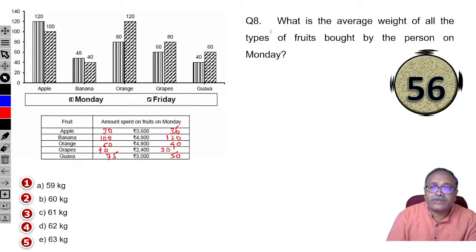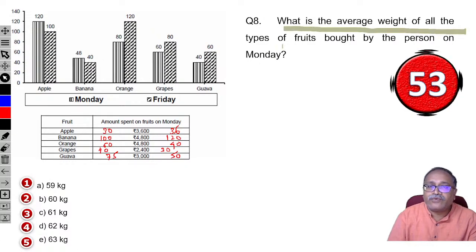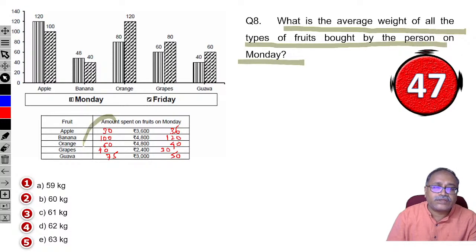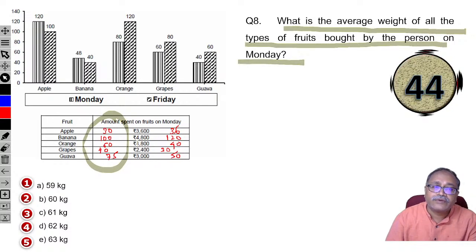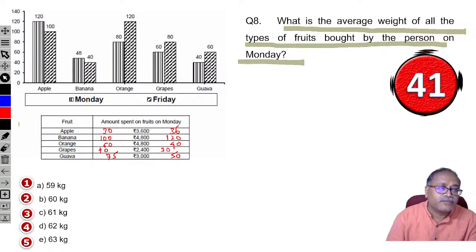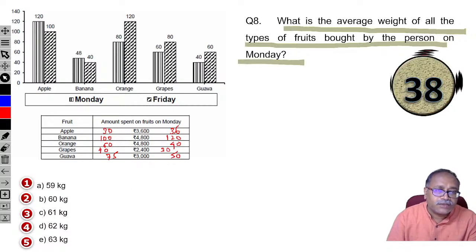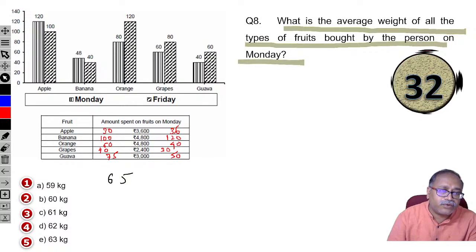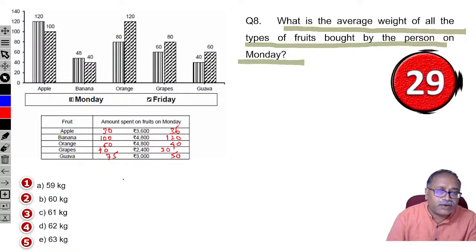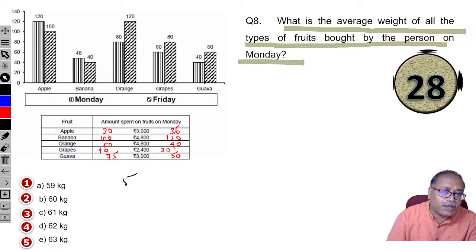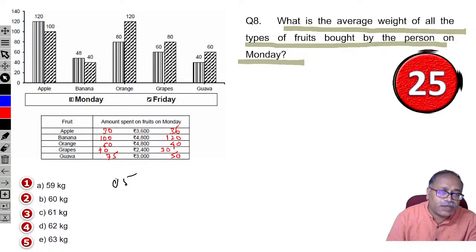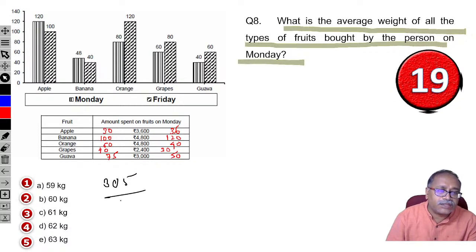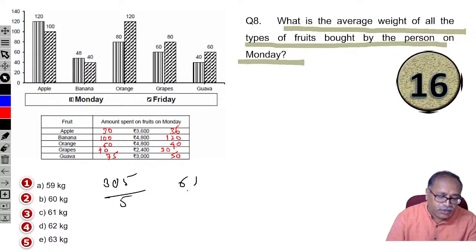Now, what is the question here? What is the average weight of all the types of fruits bought by the person on Monday? So once you have this data, you can always find out the average. So let's do it. 5 and 3, 9, 16, carry 1 and 1. So this is a 5 and this is a 10, 13 and 20, carry 2 and 1, 3. And we are looking for the average of this. How many fruits are there? 5. So 61 should be my answer. Is it option B?